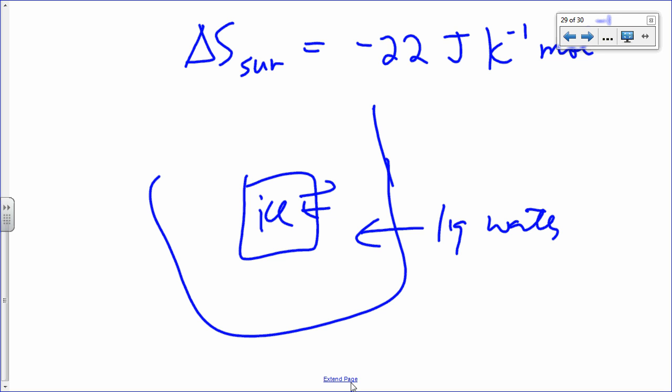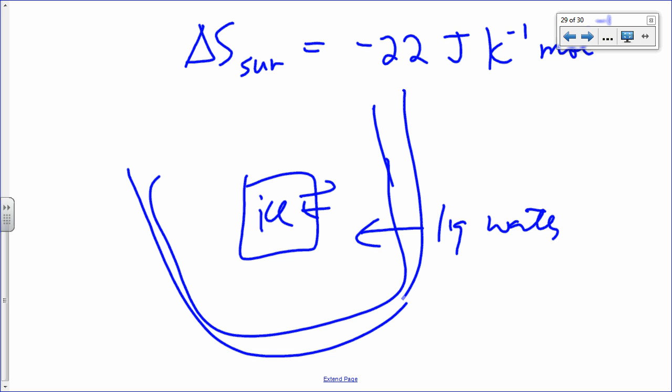The tendency for heat to flow either way is the same. So, provided this is perfectly insulated, there's no other heat flow, then the ice will have no tendency to melt. The ice and the liquid water would have equal tendencies to melt or freeze. Okay, they're at equilibrium.